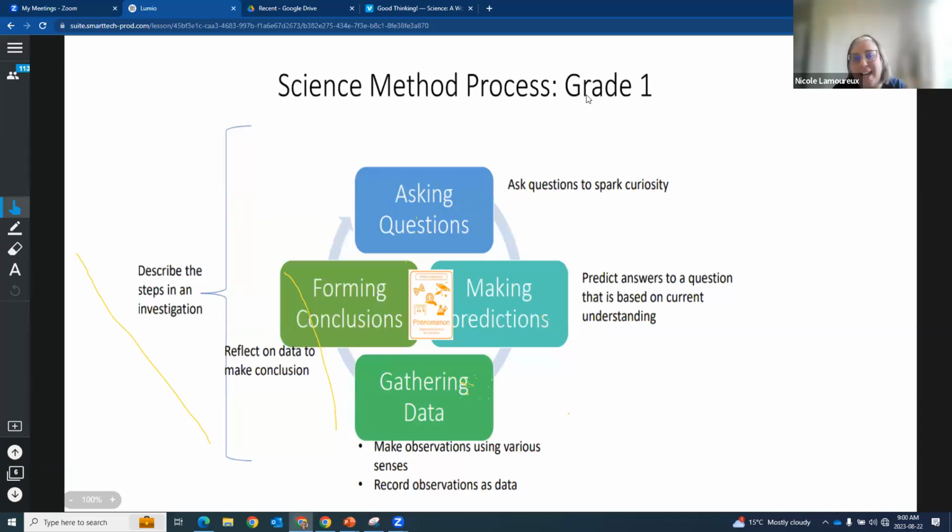Now is where we're going to add layers to that nesting doll or that unpacking like the onion piece. We're going to look at grade 2 and think about grade 2. Good so far? Any questions?